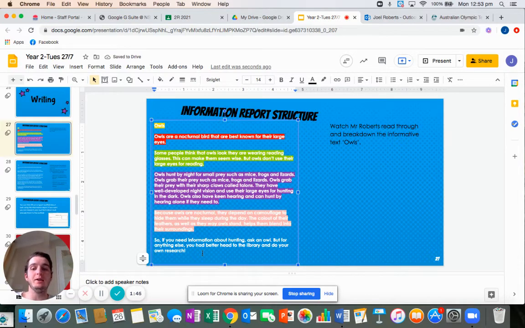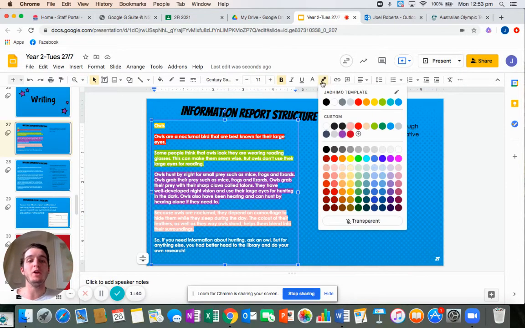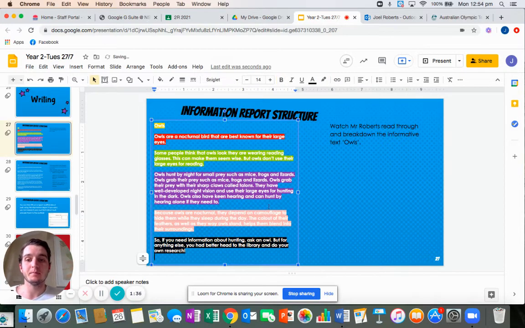And then at the end it says, so if you need information about hunting, ask an owl. But for anything else, you'd better head to the library and do your own research. And that's just a really good concluding sentence. And I'll do that one black.